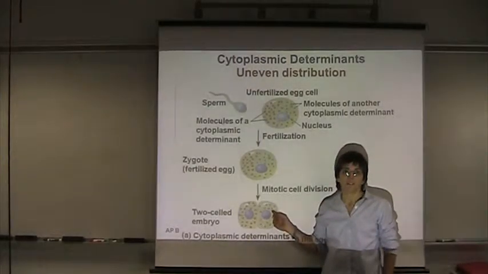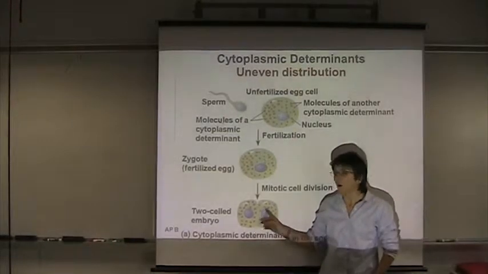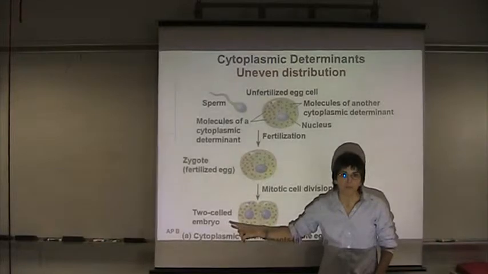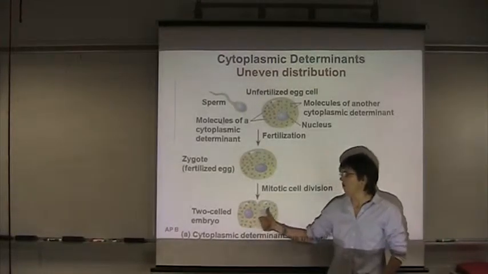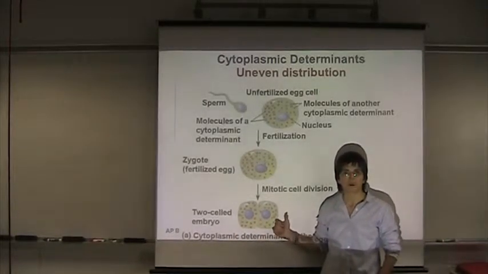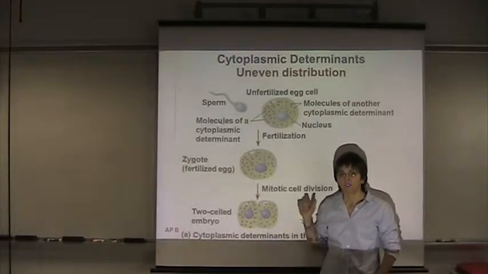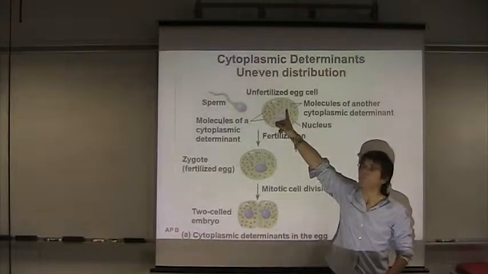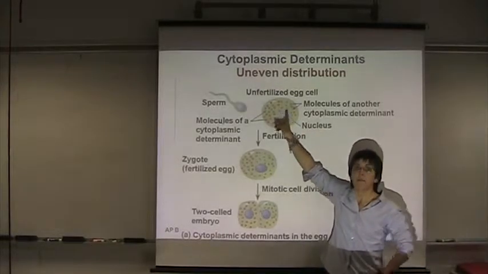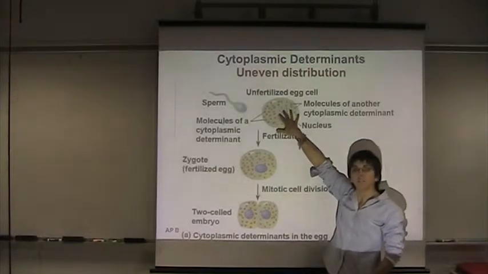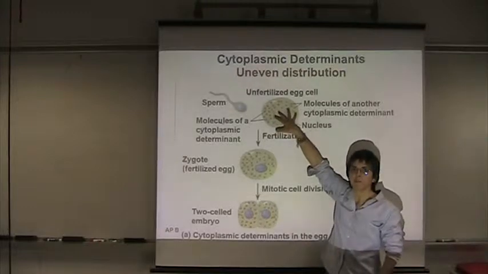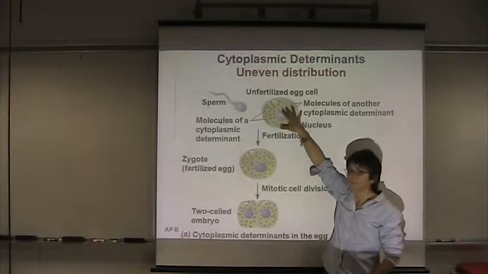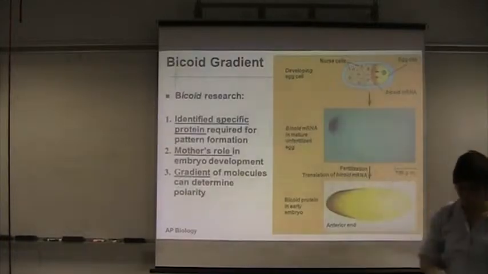And this, right here, we have already determined what is going to be the anterior part of the creature and what's going to be the posterior part of the creature. So, even before fertilization, basically the egg, the mother, has determined what part is going to become heads and tails, anterior and posterior. This is fascinating.